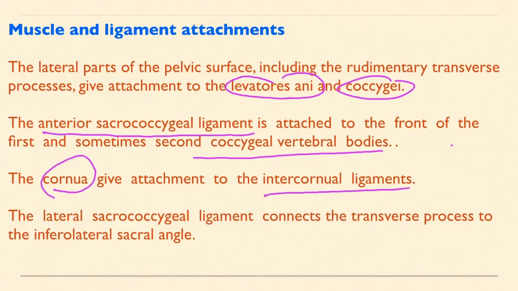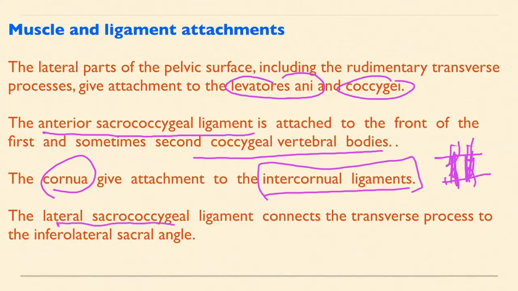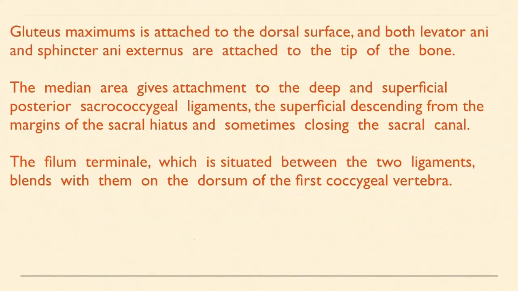Intercornual ligament means the cornua of the sacrum and the cornua of the coccyx bind together, right? That is called the intercornual or interarticular ligaments. The lateral sacrococcygeal ligament connects the transverse process of the coccyx to the infralateral sacral angle. And there is gluteus maximus attached to the dorsal surface, and both levator ani and sphincter ani externus are attached to the tip of the bone.